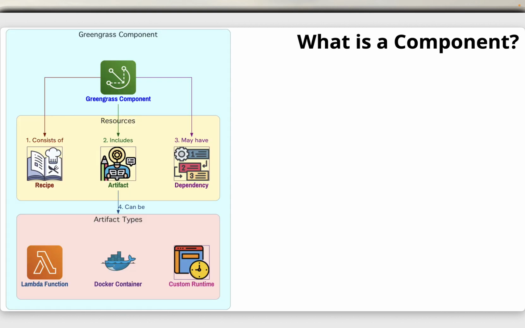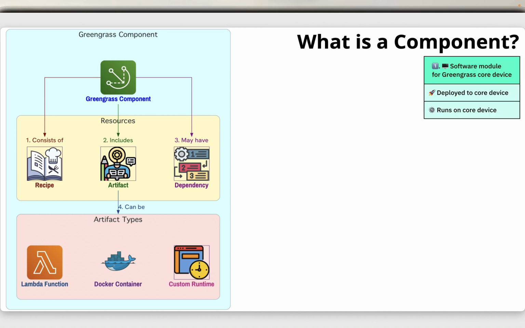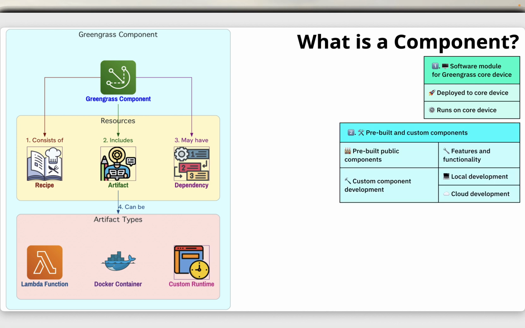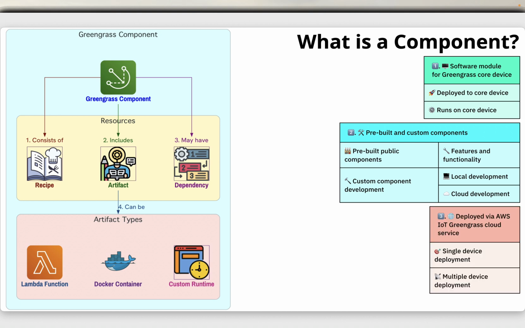So let's see some important architectural items, the first of which is a Greengrass component. A Greengrass component is a software module that is deployed to and runs on a Greengrass core device. AWS IoT Greengrass provides pre-built public components for features and functionality. You can also develop custom components locally or in the cloud. Custom components can be deployed to single or multiple core devices using the AWS IoT Greengrass cloud service.